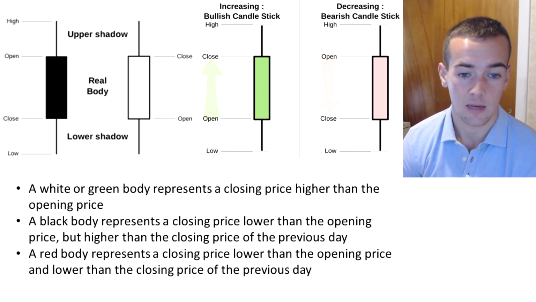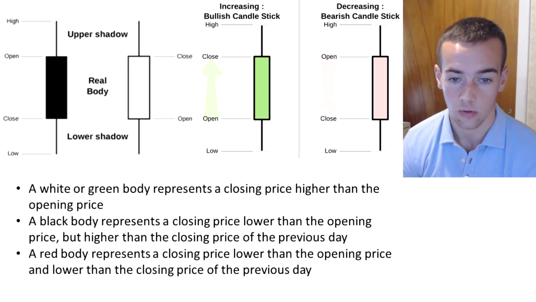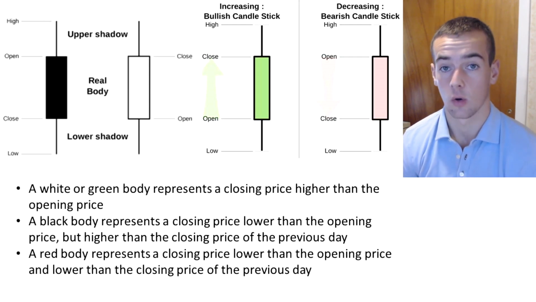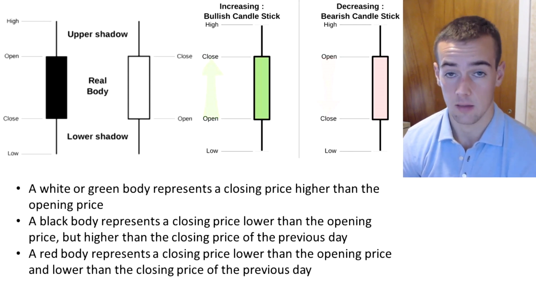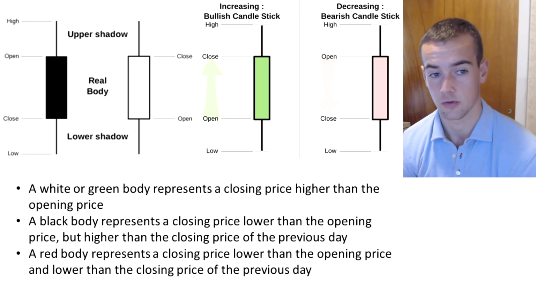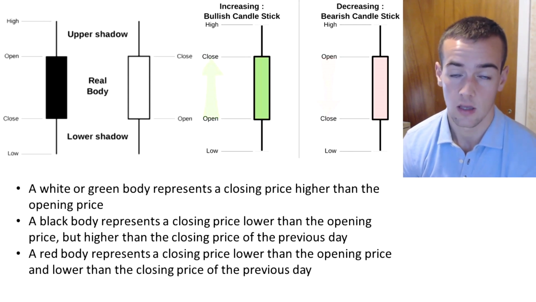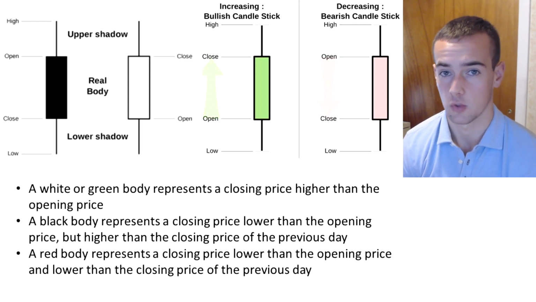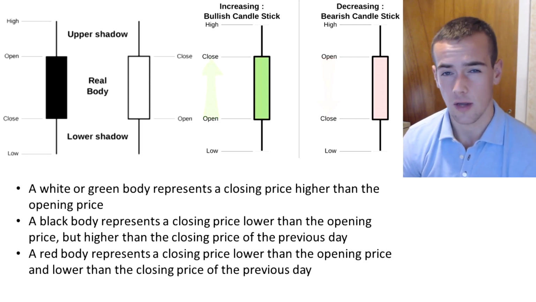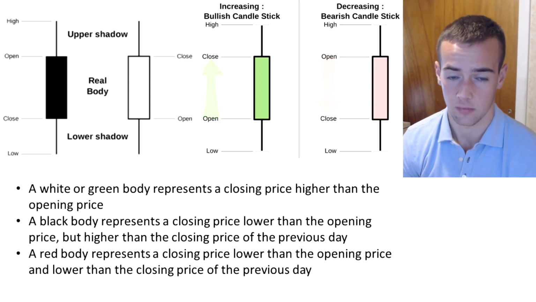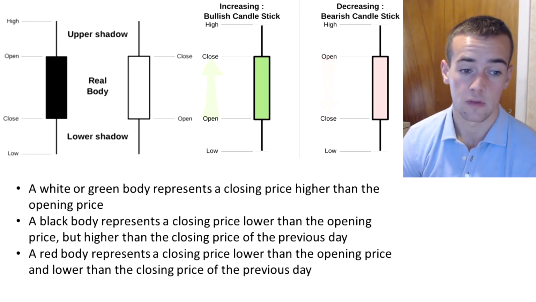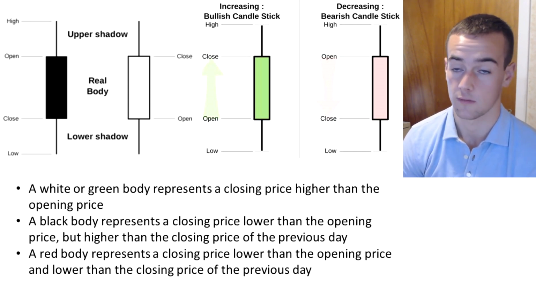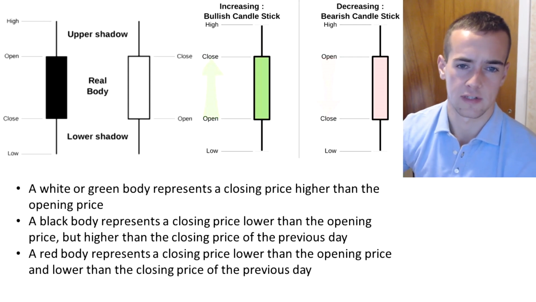Now, if it has a black body, that represents a closing price lower than the opening price, but higher than the closing price of the previous day. So if it closed lower today, but it still is higher than the close of yesterday, it's going to be a solid black body. So it's going down in terms of that individual day, but as far as the whole trend goes, it's still higher than the closing price from yesterday. And then a red body represents a closing price lower than the opening price and lower than the closing price of the previous day. This will make a lot more sense on the next slide here.